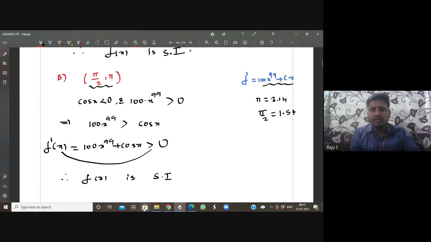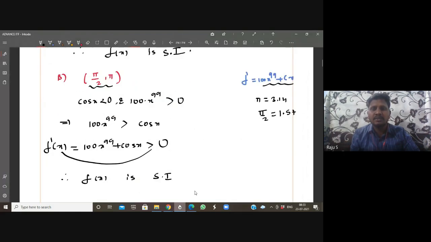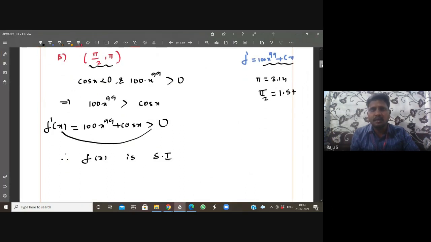So in the second subdivision also, clearly it is increasing, but the question is in which of the following it is decreasing. Now next, 0 to pi by 2, first quadrant. Let us see whether the given function is increasing or decreasing. Again, what about cos x? Cos x is clearly greater than 0 in the first quadrant. 100 into x to the power of 99 is also greater than 0 in 0 to pi by 2.